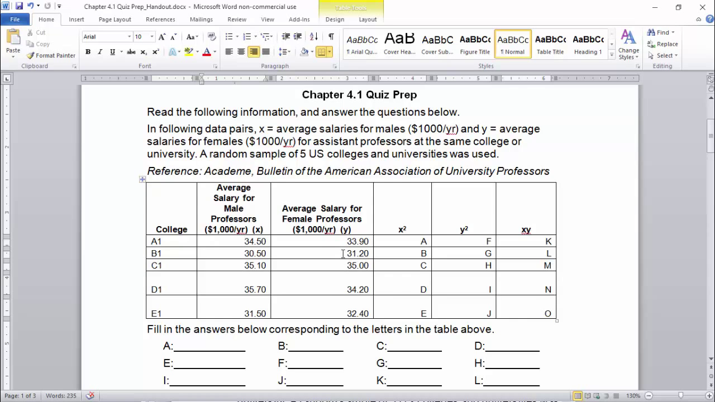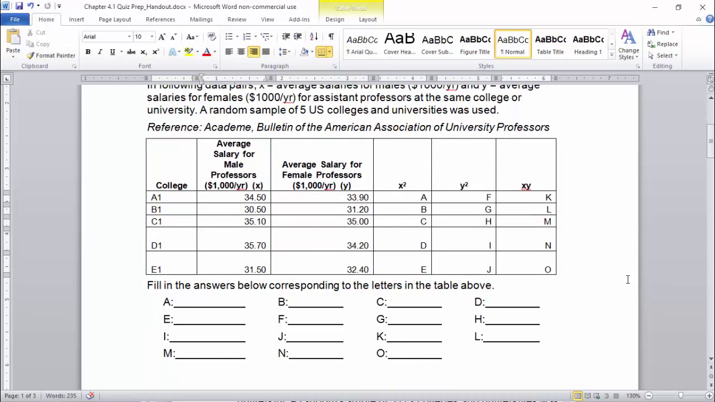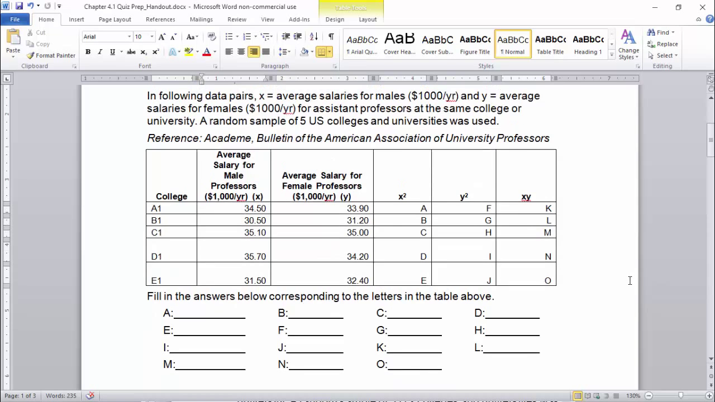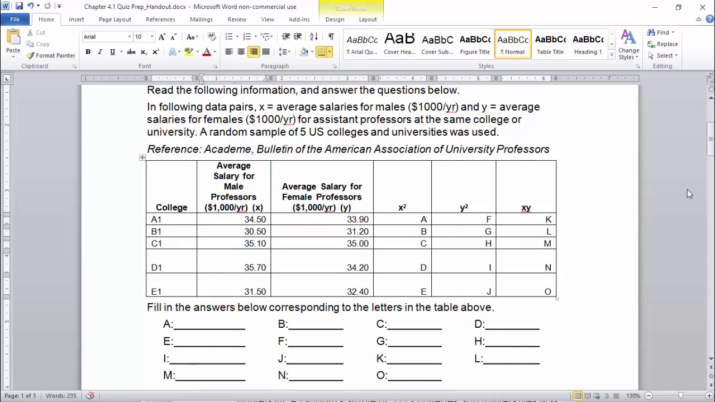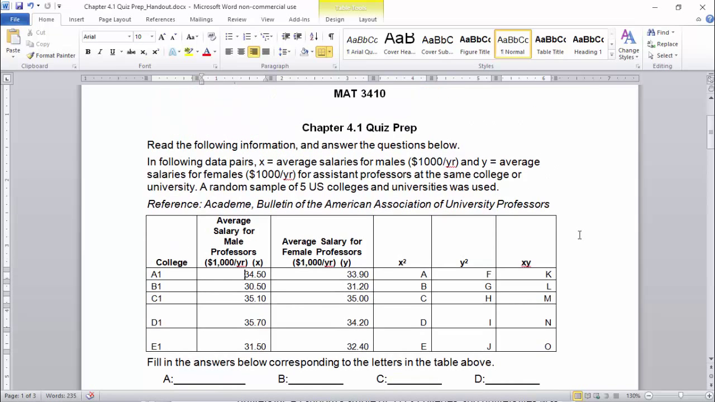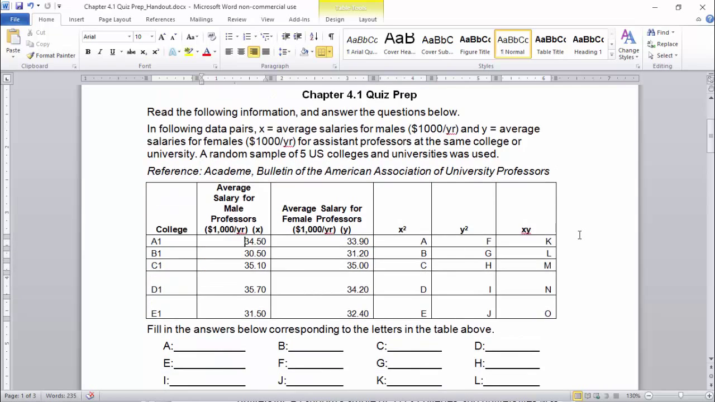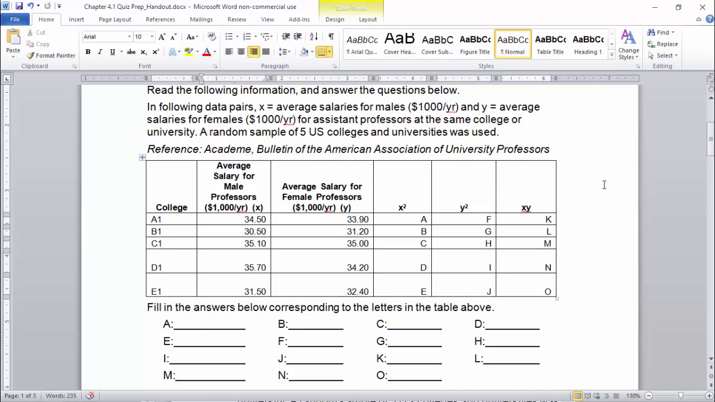But in any case, for each college we got the pair. And then we've got these A, B, C, D, we've got all this, and we got to fill in the answers. If you're wondering why you want me to fill in this huge table, well, we're moving on up to calculating R. So in order to calculate R, we need to fill in this table.